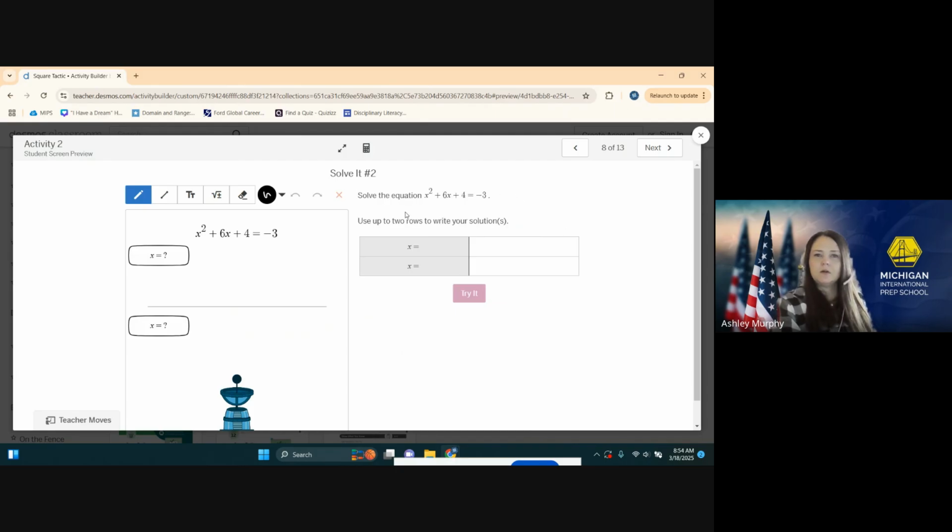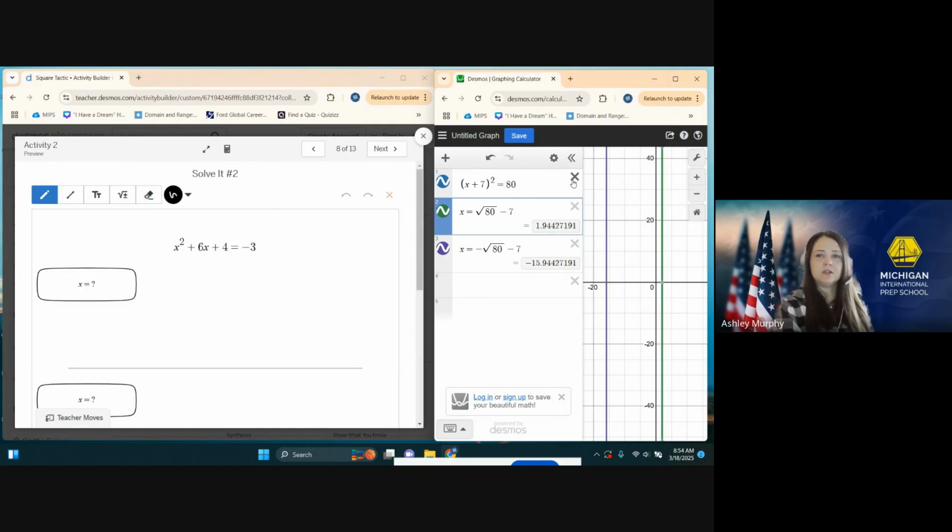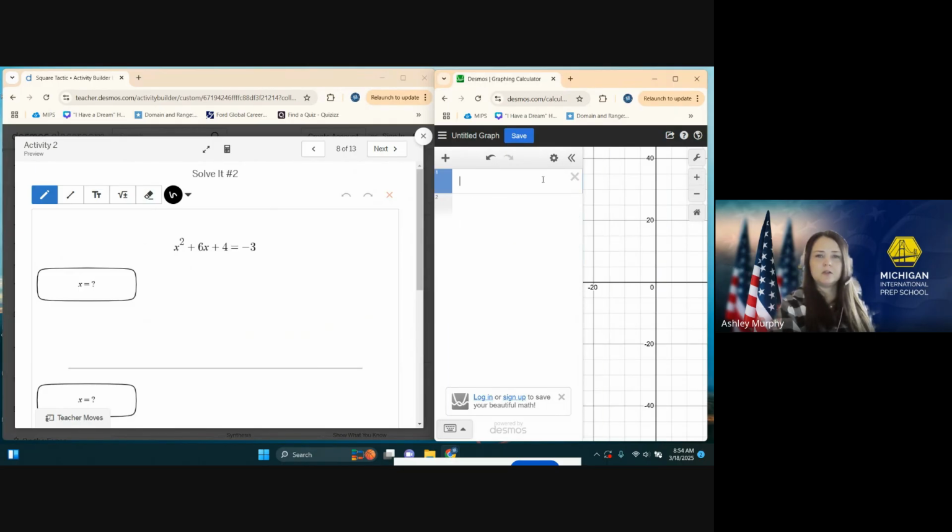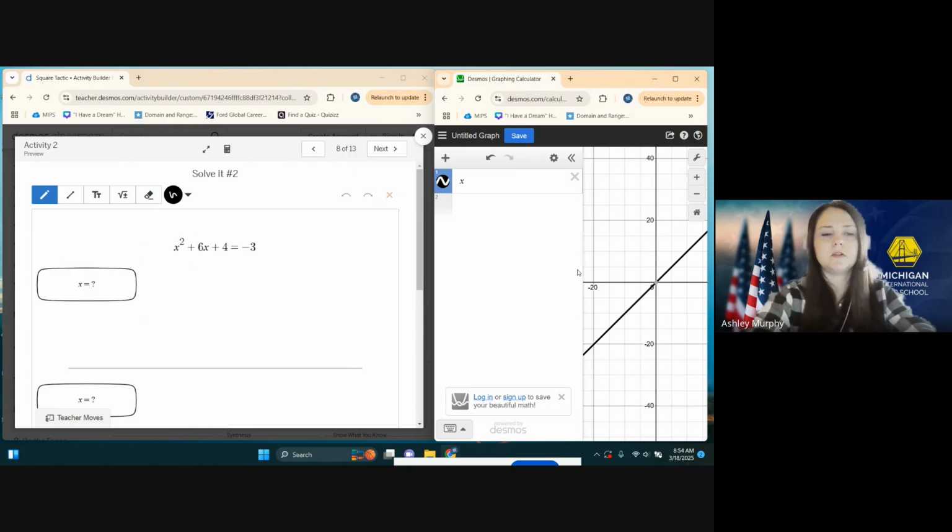Okay, so solve this equation. All right, now if I were to divide 6 by 2, I would get 3. 3 squared is 9. That is not the number I have here. So this is not going to factor nicely to use the square root methodology. But what I could do, let's just get this written out.